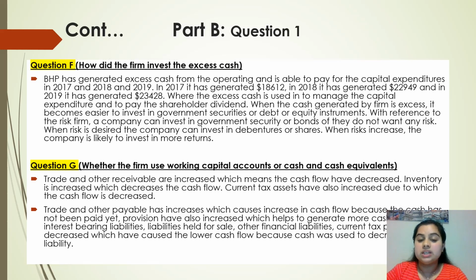Provisions have also increased, which helps to generate more cash. Interest bearing liabilities, liabilities held for sale and other financial liabilities have decreased, which has caused lower cash flow because cash was used to decrease the liability.